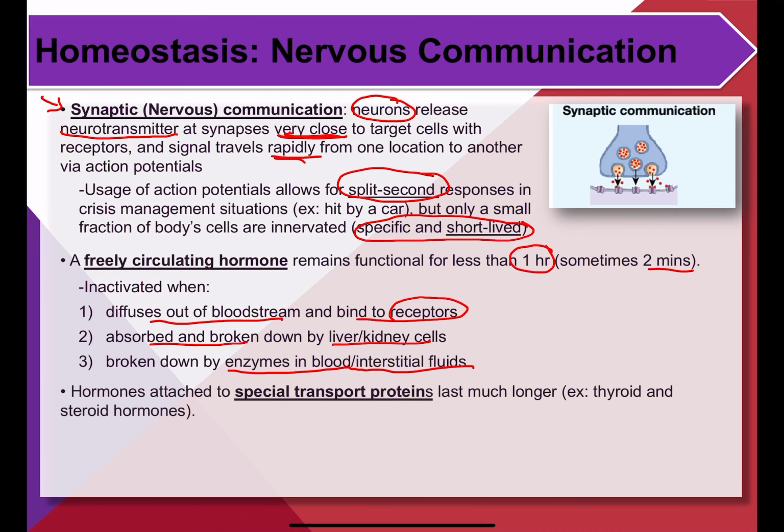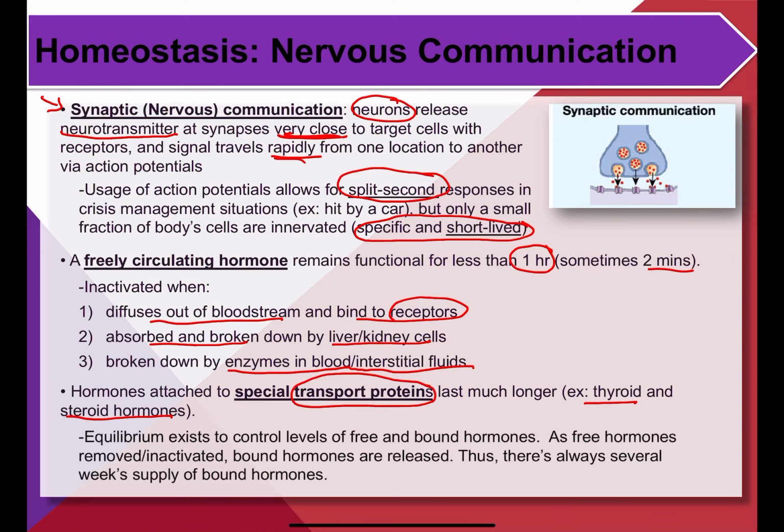Now, there are also some specific hormones that are bound to what's called transport proteins. And these actually make hormones able to last a lot longer than just a few hours within the bloodstream. We're talking about even days and weeks. For example, in the case of thyroid hormone and steroid hormones, they can circulate in our body for weeks. I'll talk about how thyroid hormone is made and what we mean by freely circulating thyroid hormone versus bound thyroid hormone when we get to the thyroid gland in a bit.